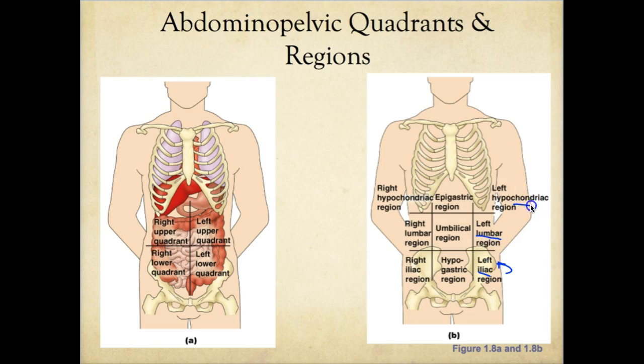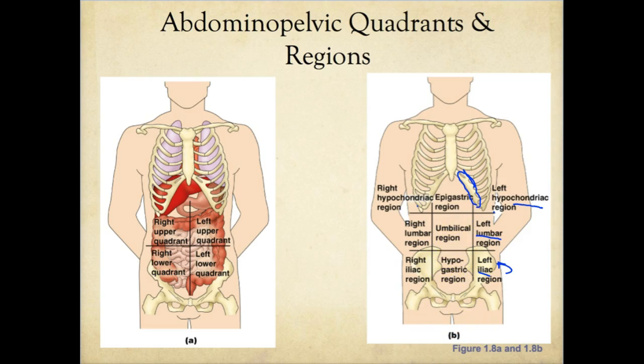Up here we have hypochondriac. Okay, chondra actually means cartilage. So all of this section of your ribs is cartilage. So hypo means below. So I have the hypochondriac region, and so I have a right and a left. Epigastric, epi means above, umbilical, it's where our little belly button is, and hypo means below. So hypo means below the stomach. So our stomach's in this area.